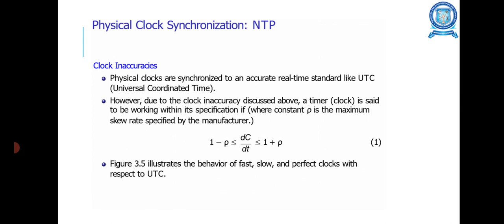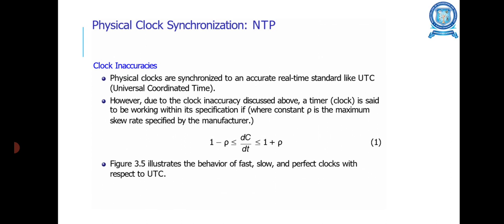Then the next one is clock inaccuracies. Physical clocks are synchronized to an accurate real-time standard like UTC. However, due to clock inaccuracy discussed above, a clock is said to be working within its specification if 1 minus rho is less than or equal to dC/dt, and so on, where the differentiation function is involved.